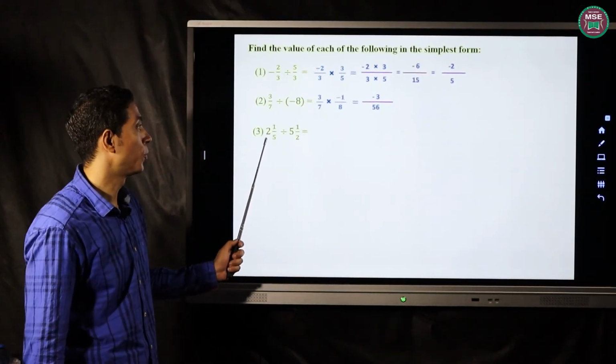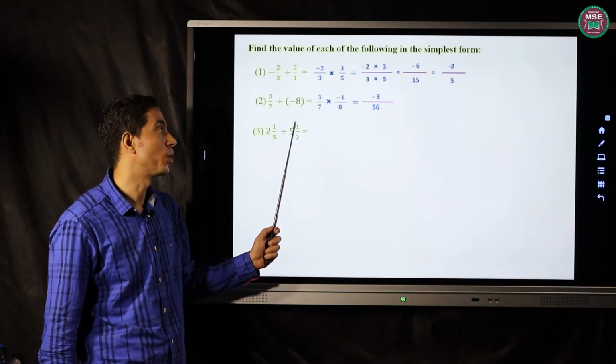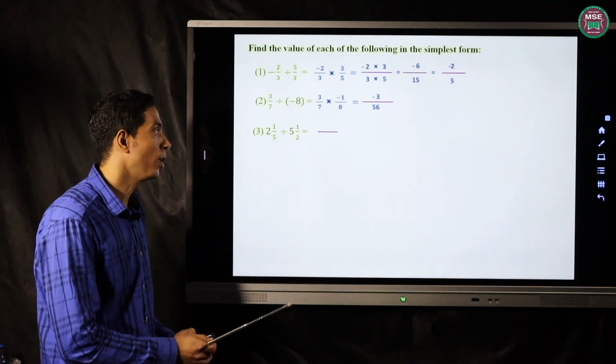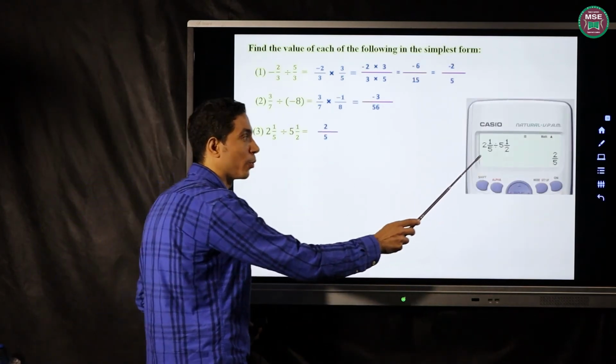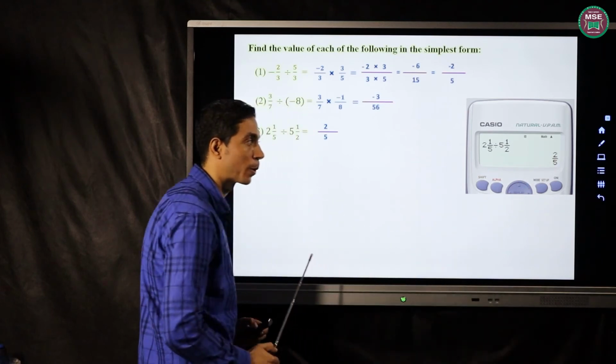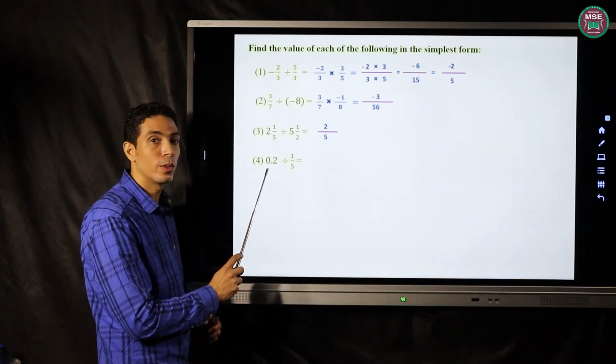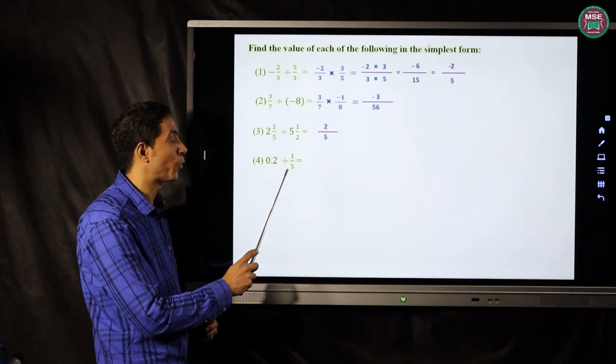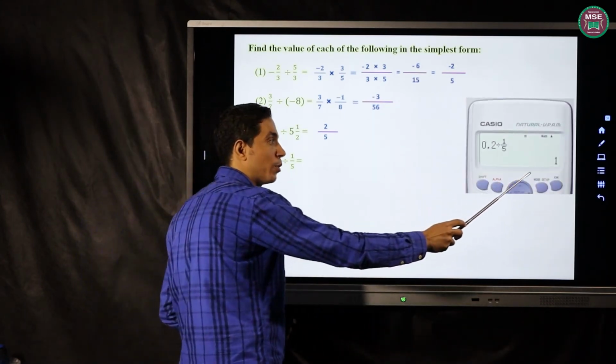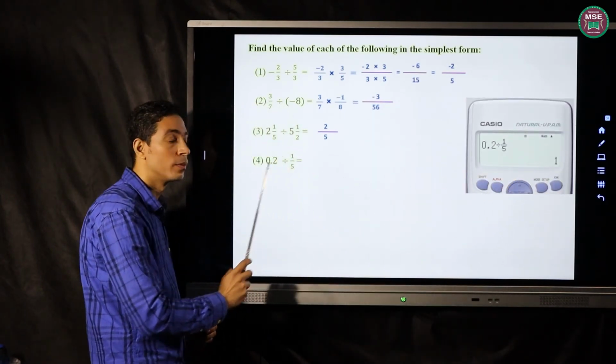Number 3, 2 and 1 over 5 divided by 5 and 1 over 2. The result will equal 2 over 5 by using the calculator. Number 4, 0.2 divided by 1 over 5. Use your calculator. The result will equal 1.